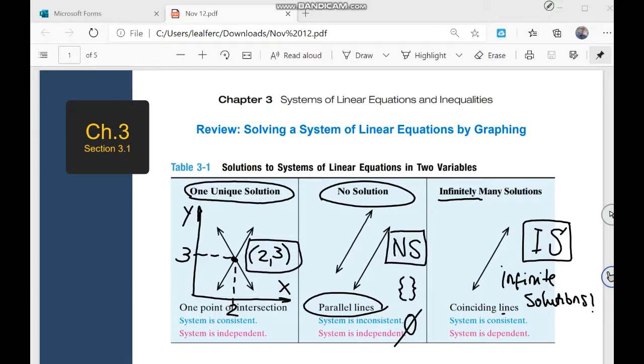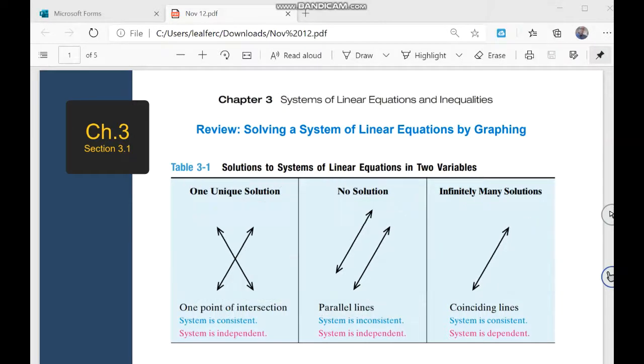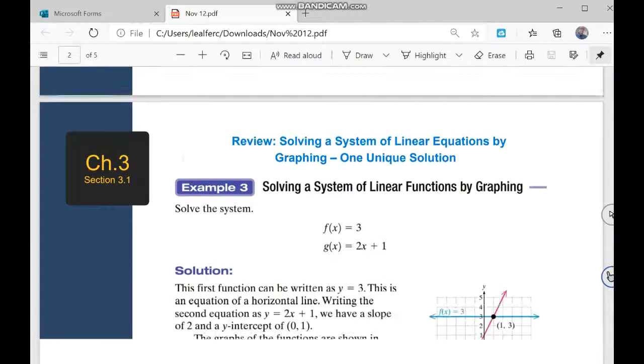Those are the three situations that we will find. And when you're graphing, you have to interpret, you have to identify what kind of situation you are looking at.